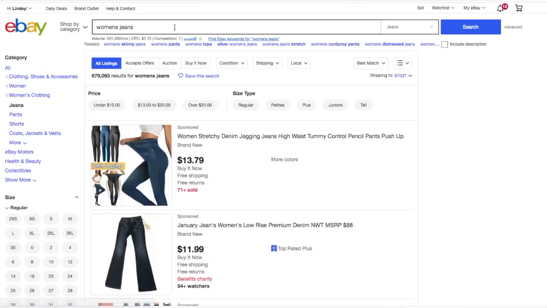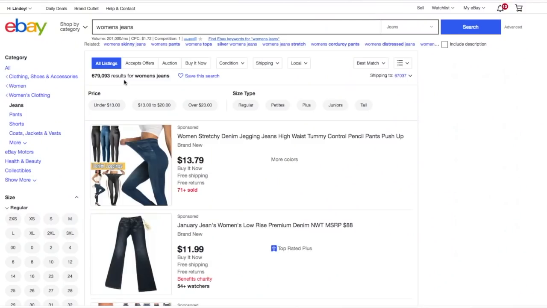I didn't include any brands, any sizes, no cut, nothing. It's super broad, super basic. And we can see here that there are 679,093 results for women's jeans. So obviously that's very, very broad, right? We know that there's a lot of listings.